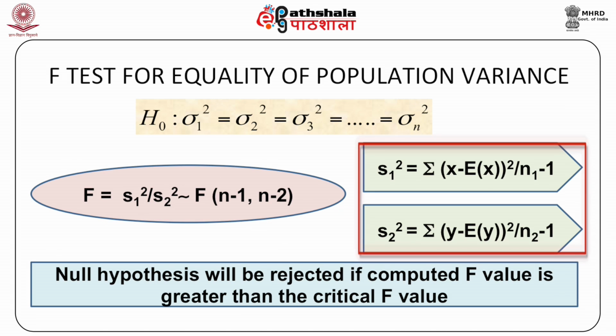S1 squared is equal to sigma of bracket x minus expectation of x whole squared upon n1 minus 1. S2 squared is equal to sigma of y minus expectation of y whole squared by n2 minus 1. S1 squared and S2 squared are unbiased estimators of the population variance sigma squared. The null hypothesis will be rejected if the computed value is greater than the critical value of F. It implies that the population variances differ significantly.